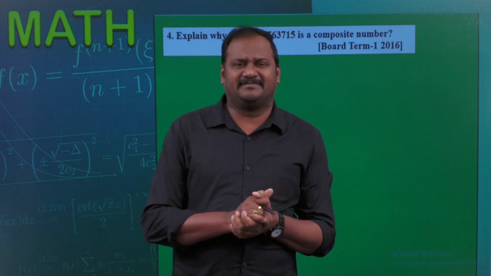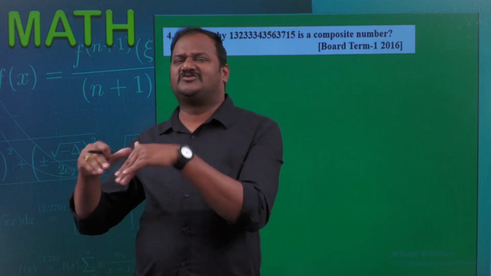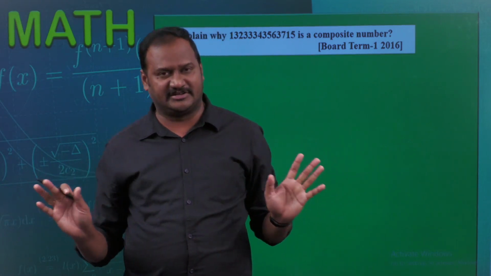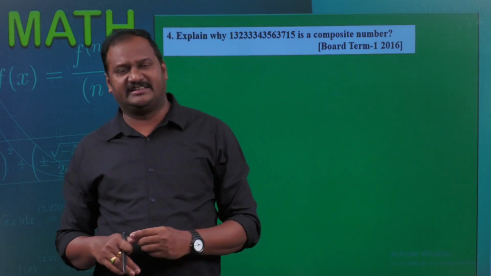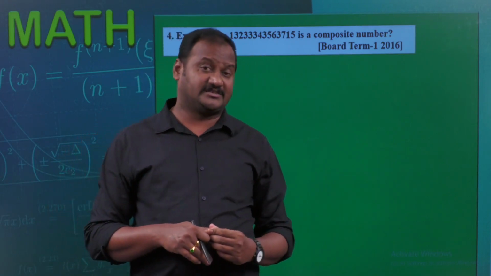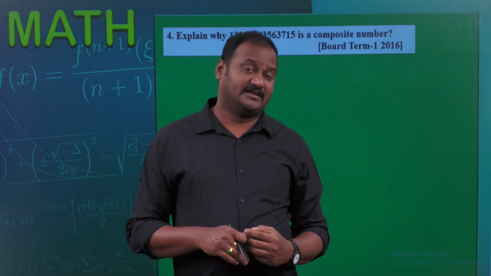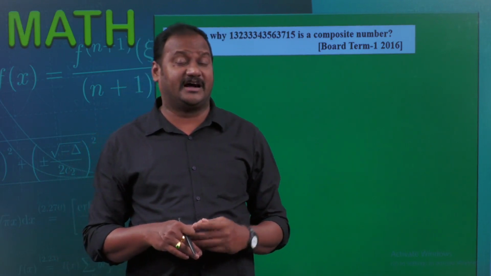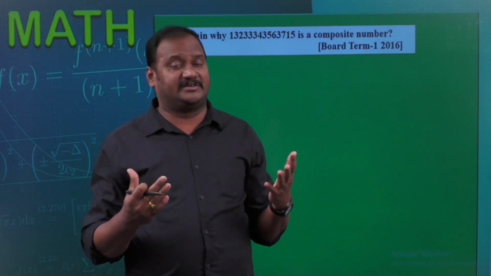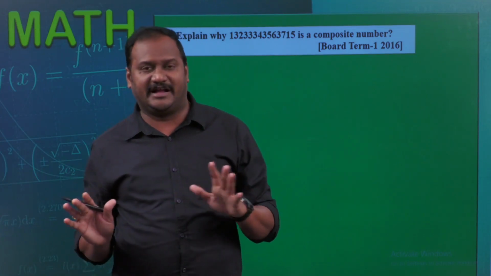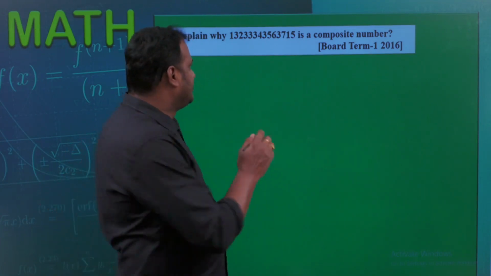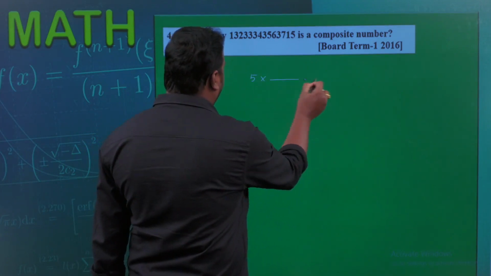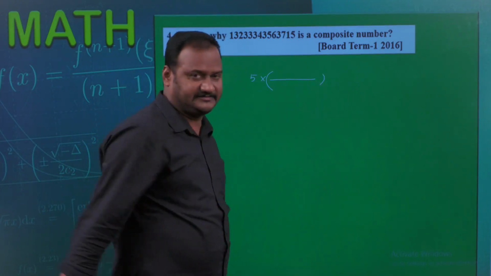And simply, if you can find at least one factor of that number other than 1, then that number is a composite number. See this number, what is the last digit of the number? The last digit is equal to 5. Since the last digit is equal to 5, you will think that this number is exactly divisible by 5. Absolutely. So you can write this entire number as 5 into something, whatever that something is.